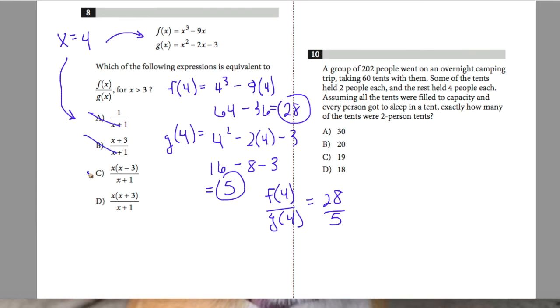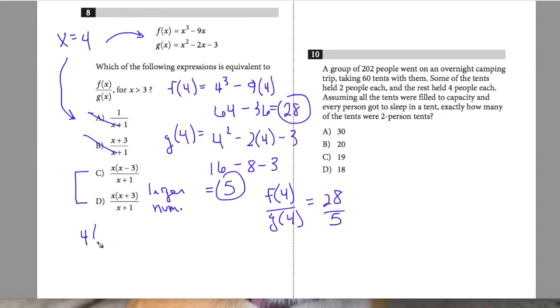Well, when evaluating C and D, I'm probably going to use the addition one first to try. And the reason for that is because I'm looking for a larger numerator. Right? When it really comes down to it, 28 is much larger than 5, so I want this numerator to be a much larger number than my denominator.